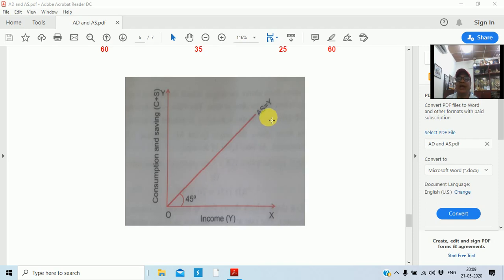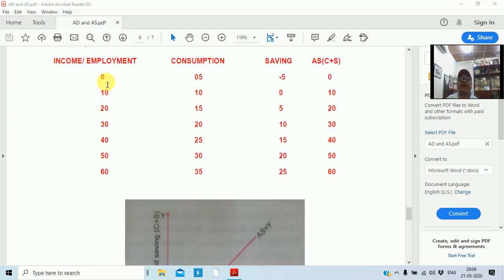Why? Because aggregate supply is equal to Y and Y is equal to C plus S. And you have studied the income curve. The income curve is always an upward sloping straight line at a 45-degree angle. Same is here. When income is 0, aggregate supply is 0. Even in real life, if there is no income, there is no employment, it means you are not using resources. So when you are not using resources, there will be no income. When there will be no income, from where will there be a flow of goods and services?